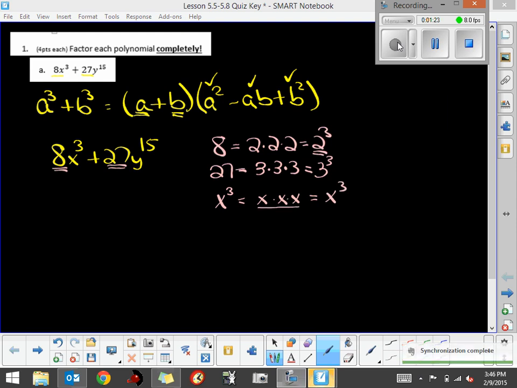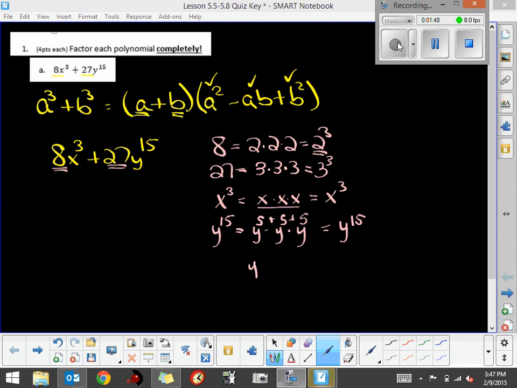And a y to the 15th. So what number do I multiply times itself 3 times? So y to the 5th times y to the 5th times y to the 5th will give me y to the 15th. Now there's another way of thinking of that same deal. Because when you multiply like bases, that's our product rule, you add their exponents. So you add up a 5 and a 5 and a 5.